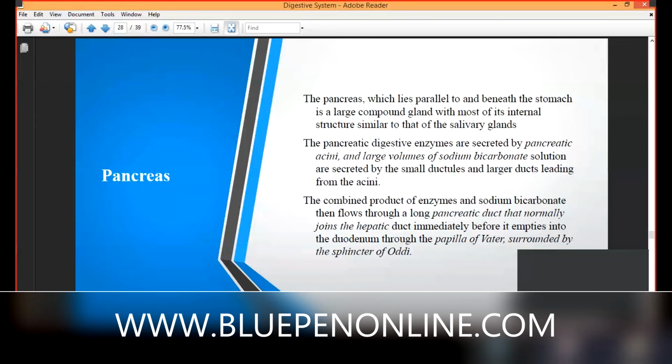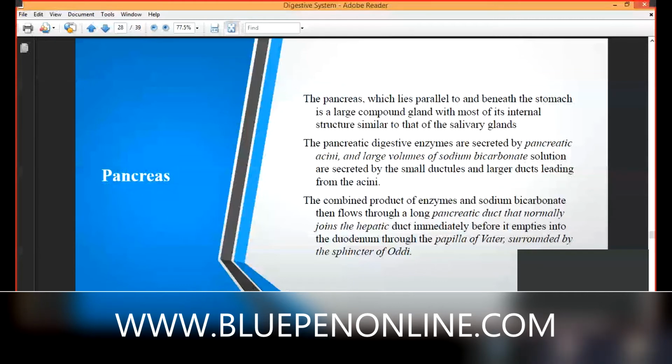It means endocrine and exocrine secretions are there in pancreas. Endocrine cells and the exocrine cells. Exocrine means they secrete digestive enzymes, whereas endocrine means the secretion known as hormones. Insulin, glucagon, etc.